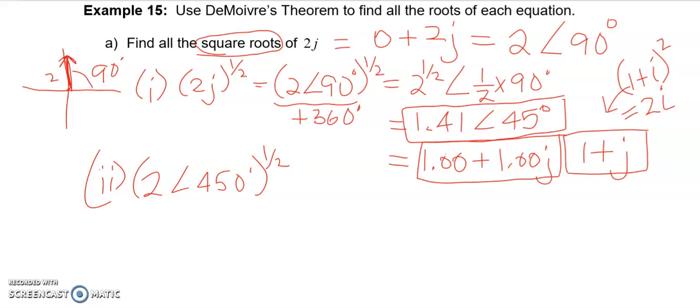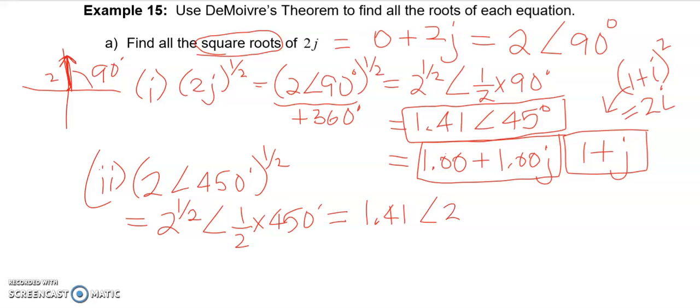Okay, so as I was saying, you add 360 to your 90 degrees to get 450. And now you apply de Moivre's theorem to this. So again, 2, which is your r, gets raised to the power of 1/2, which means square root of 2. You multiply 1/2 times 450. And you should end up with 1.41 or root 2. And now the angle this time becomes 225 degrees. So that's your answer in polar form.